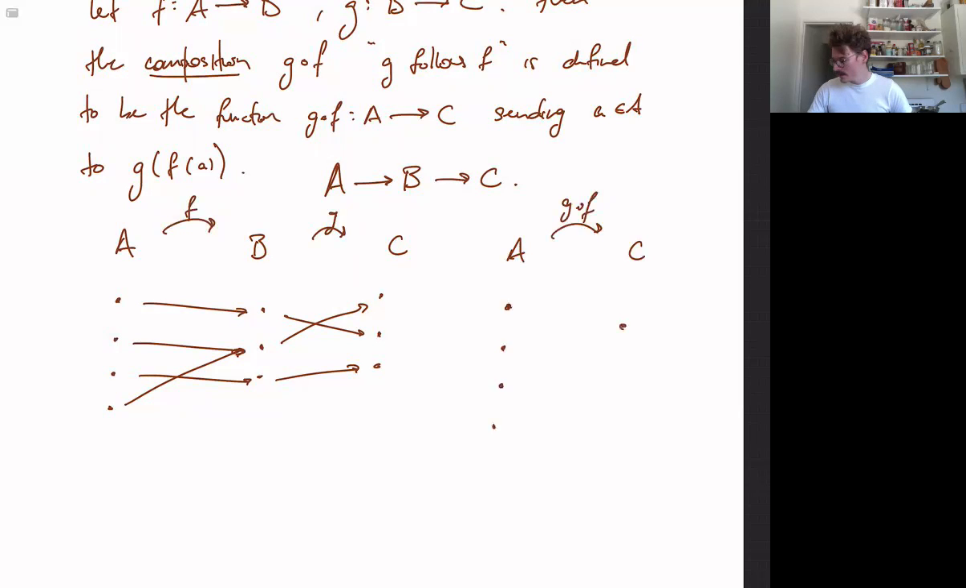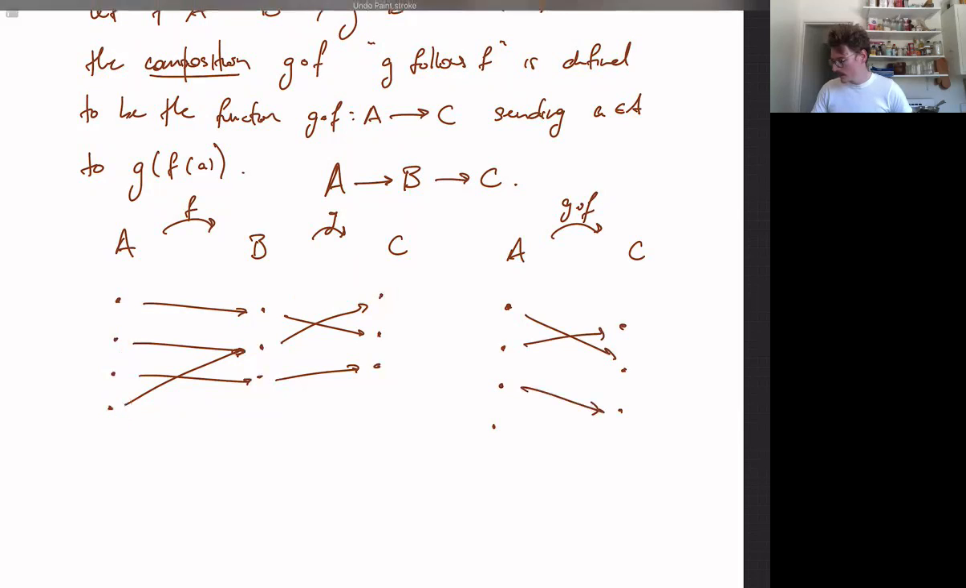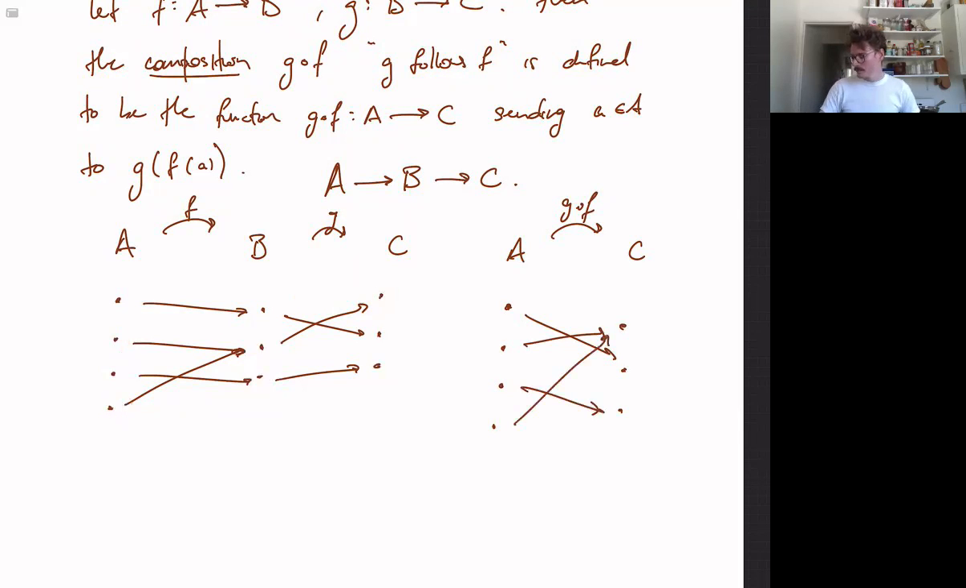So A had 4 elements and C had 3 elements. And to figure out where each thing goes, we just follow it through. So this guy goes here and then here. So it goes to the second one. This guy goes here and then here, right? Boop, boop, boop. So it goes to the first one. This guy goes here and then here, so it goes to the third one. And this guy goes here and then here. So all the way up. So this is how function composition works.